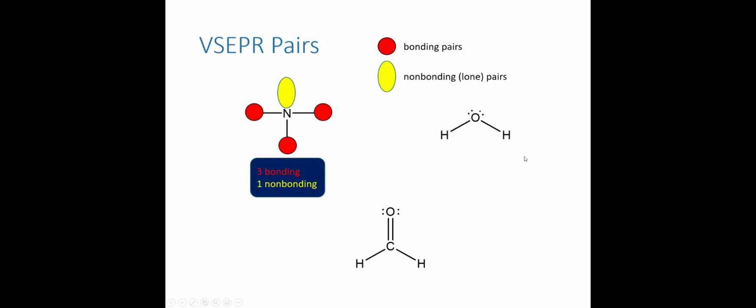How about water? The oxygen is the central atom. It is bonded to 2 atoms, so there are 2 bonding pairs. The oxygen also has 2 lone pairs, so we will call those the non-bonding pairs. So 2 bonding, 2 non-bonding, and just like this molecule over here, we have a total of 4 electron pair groups.